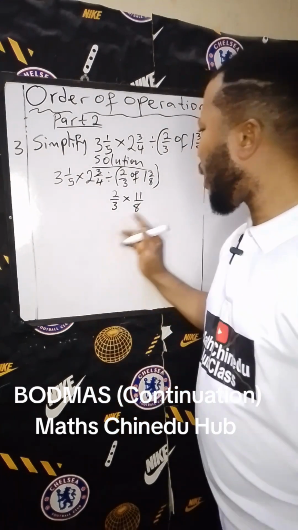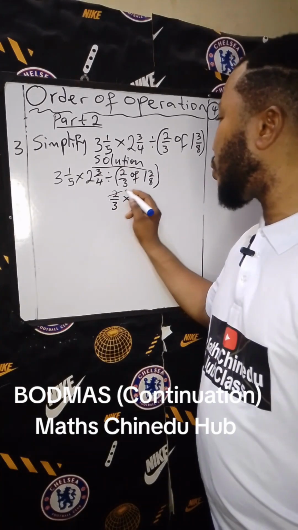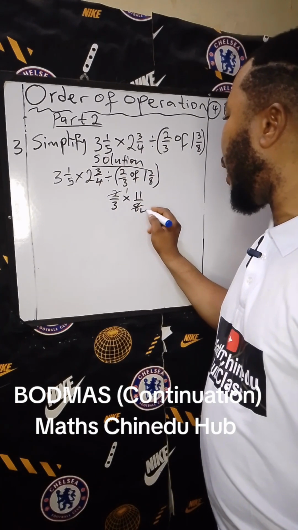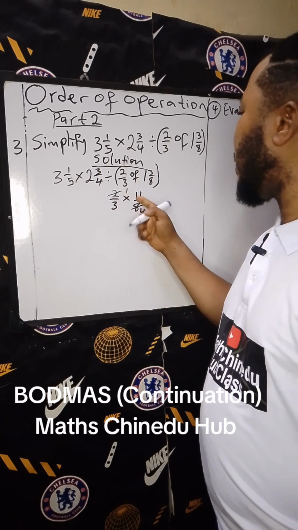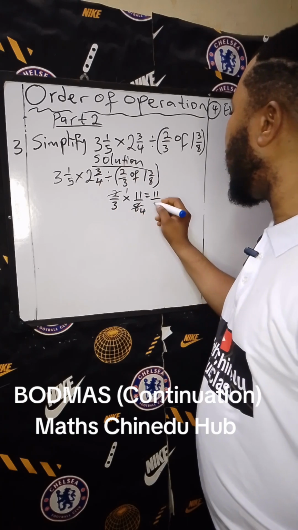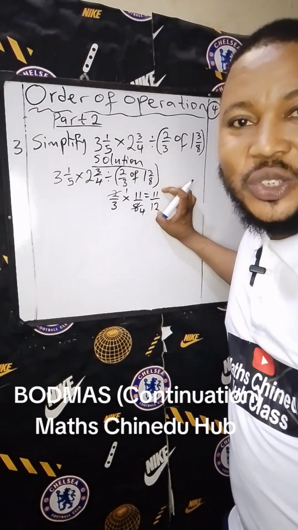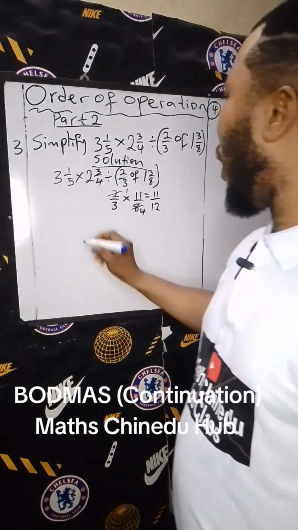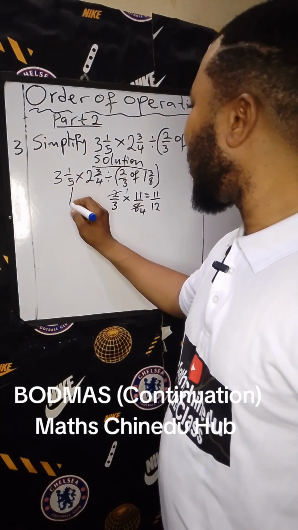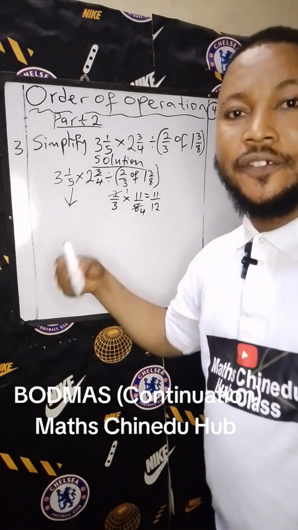Good. So we look at this. Yeah, 2 can divide 8. So 2 divided by 2 is 1, and 8 divided by 2, we are having 4. 1 times 11 is 11. 3 times 4, which is what? 12. So this bracket now becomes 11 over 12. Don't forget that. So we are going to bring this one down. Bring it down. Okay. While bringing it down, we can change to improper fraction.